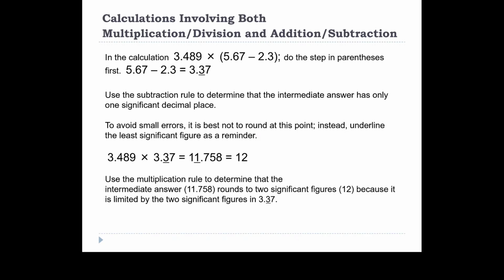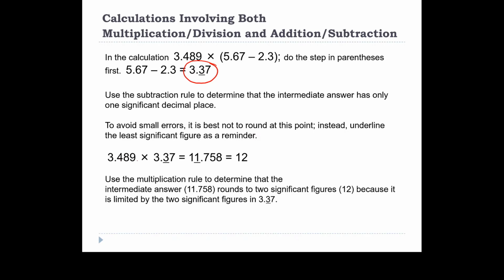But I don't want to do that rounding yet. So what I'm going to do is I'm going to write that number down like this, and I'm going to put a line under where I should have rounded it to. Okay? Does that make sense? We're not rounding yet, but we're saying this is where I will round it. Okay? And now we're going to do the rest of the math.